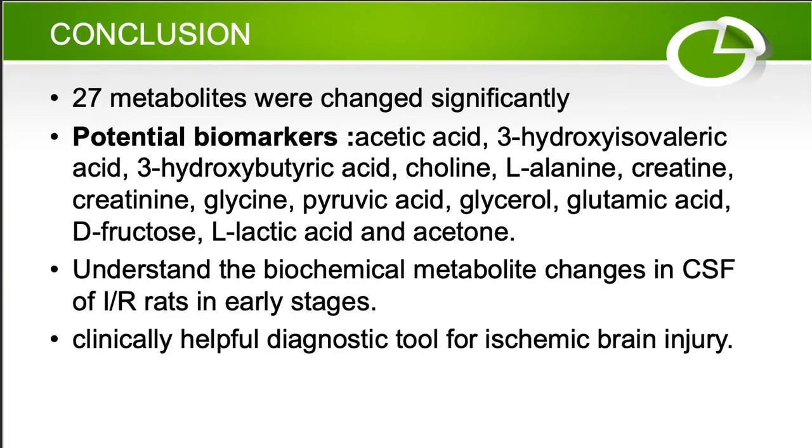On the table that we just saw earlier, there are 27 metabolites that changed significantly, and potential biomarkers are acetic acid, 3-hydroxyvaleric acid, 3-hydroxybutyric acid, choline, L-alanine, creatine, glycine, pyruvic acid, glycerol, glutamic acid, D-fructose, lactic acid, and acetone.